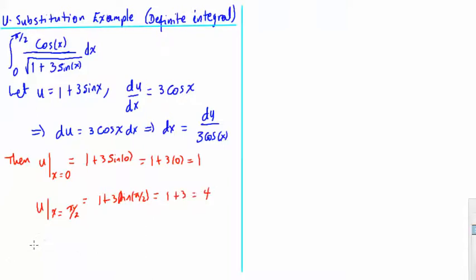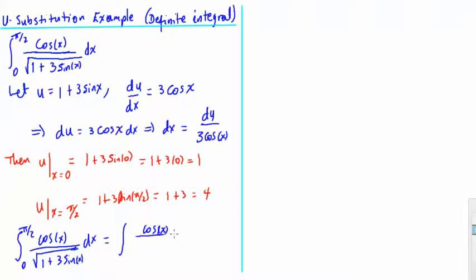Okay, so now that I have this, I think I have everything that I need to continue doing the integral. So the integral from 0 up to pi over 2 of cosine of x over the square root of 1 plus 3 sine of x dx becomes the integral of cosine of x over the square root of u, because 1 plus 3 sine x is u. And dx is du over 3 cosine of x.